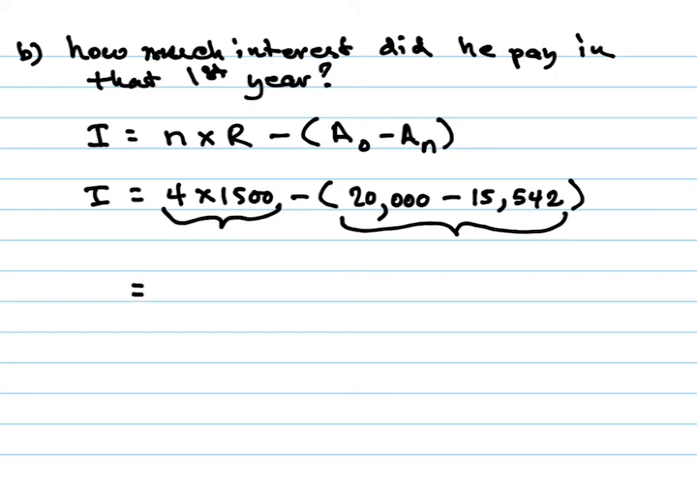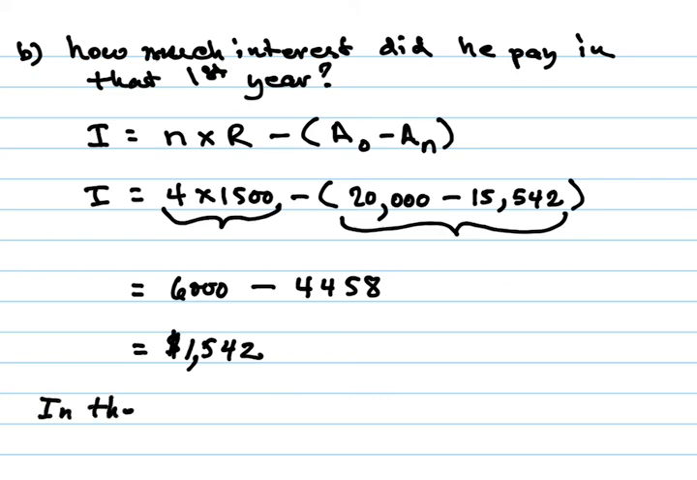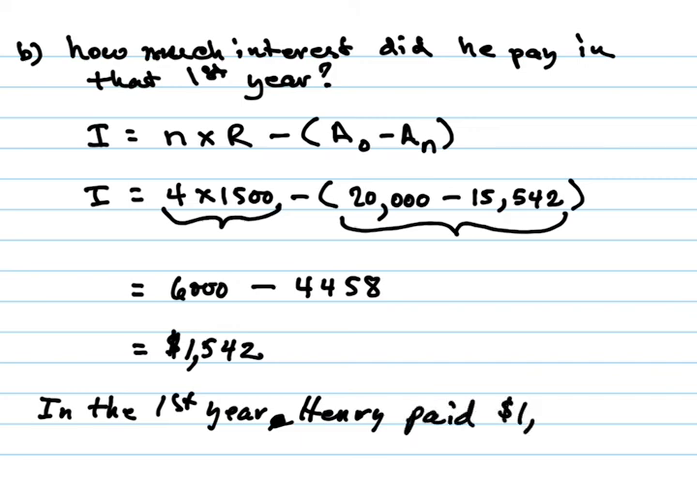So taking 4 times 1,500, that's 6,000. Taking 20,000 minus 15,542 is 4,458. Then we just have to complete the subtraction. Gives us $1,542. And again, you would need to write this as a sentence. So in the first year, Henry paid $1,542 in interest.